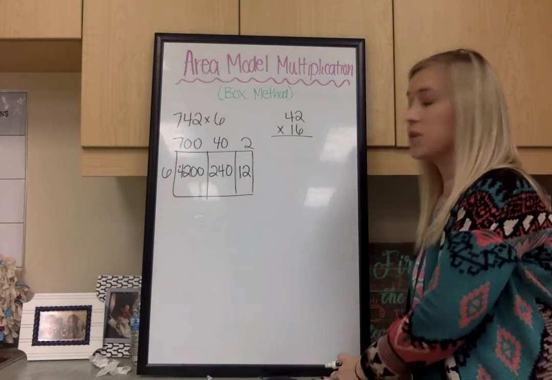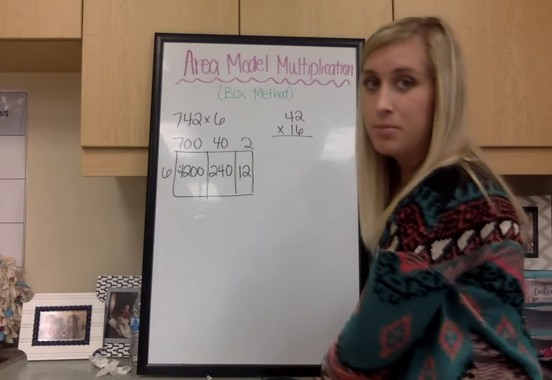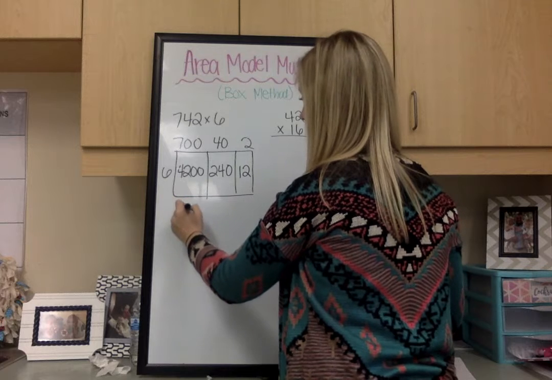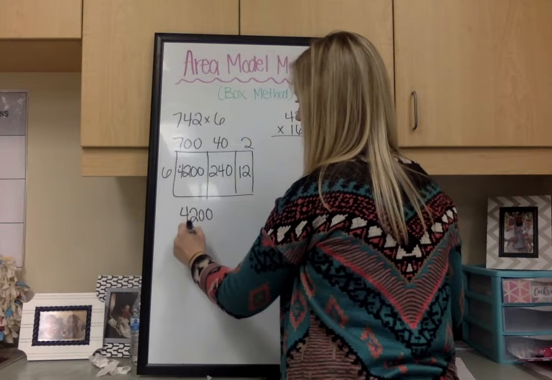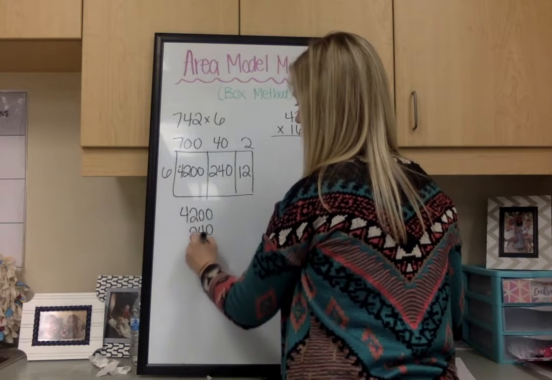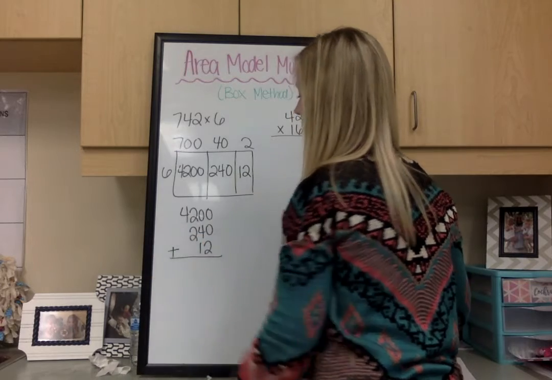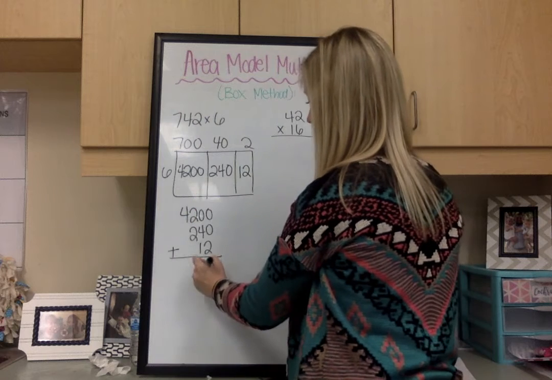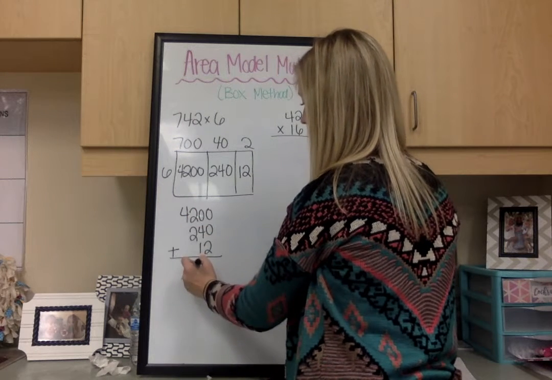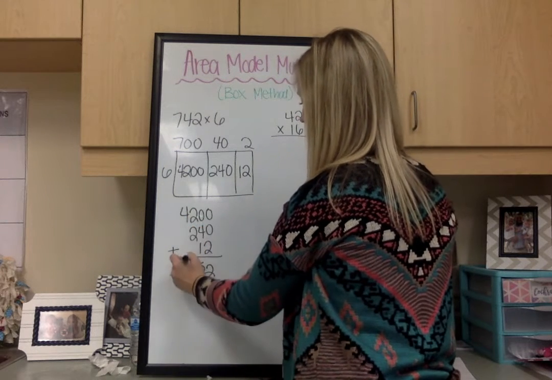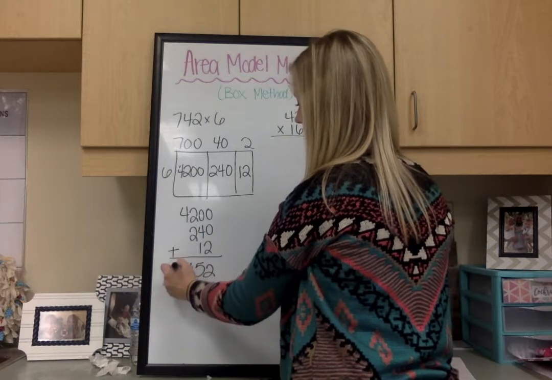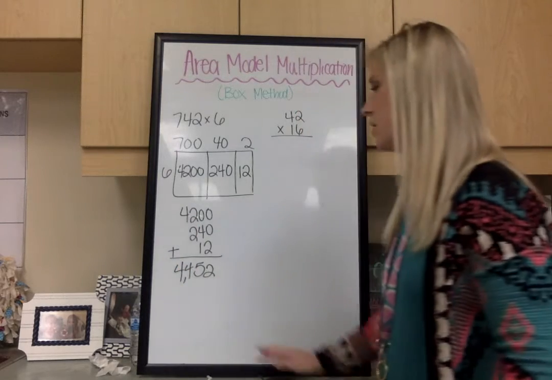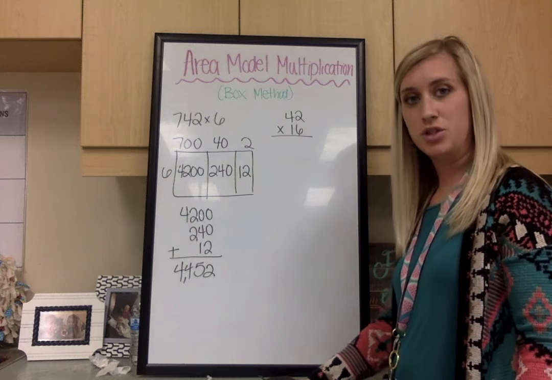I then am going to take those 3 values and I'm going to add them together. Make sure you line them up in the correct way with the ones column lined up. 2 plus 0 equals 2, 4 plus 1 plus 0 equals 5, 2 plus 2 equals 4, and then I bring my second 4 down. My value then is 4,452.